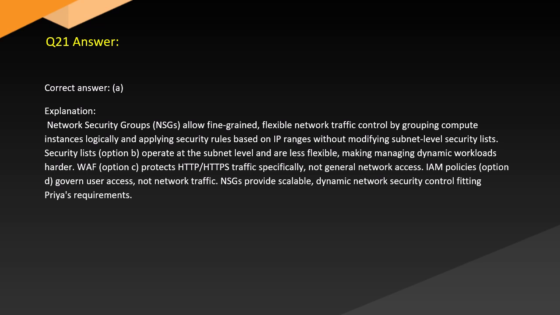Security lists, option B, operate at the subnet level and are less flexible, making managing dynamic workloads harder. WAF, option C, protects web traffic specifically, not general network access. IAM policies, option D, govern user access, not network traffic. NSGs provide scalable, dynamic network security control fitting Priya's requirements.